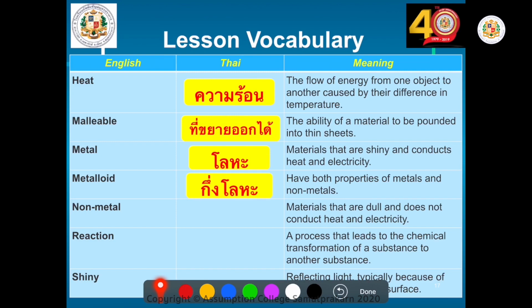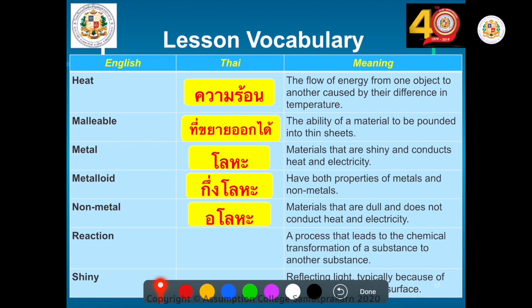Metalloids, on the other hand, have both the properties of metals and non-metals. So we can call them semi-metals. Okay, semi-metals. So some of them are good conductors of heat and electricity, while some of them are not.